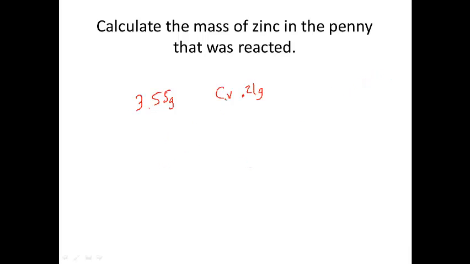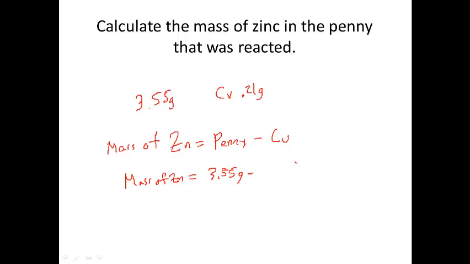Now, with each of your pennies, you should be able to do this calculation. The first calculation is to calculate the mass of the zinc in the penny that was reacted. That's pretty easy. The mass of the zinc is equal to the penny mass minus the copper's mass. So in this case, the mass of the zinc is equal to 3.55 grams minus 0.21 grams, which in this case would come out to 3.34 grams. You should do this for each of your 3 pennies.